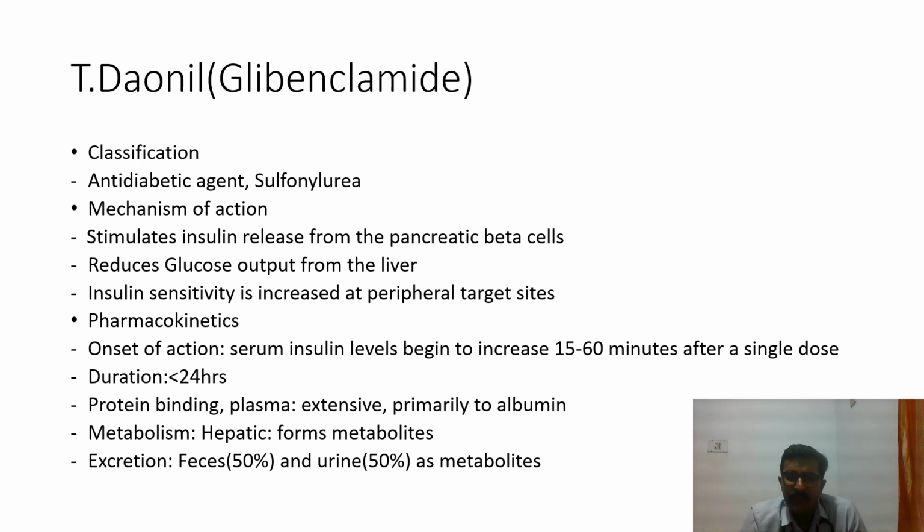Coming to pharmacokinetics, when the drug is taken orally, the serum insulin levels begin to rise 15 to 60 minutes after a single dose, usually 1 hour after a single dose.